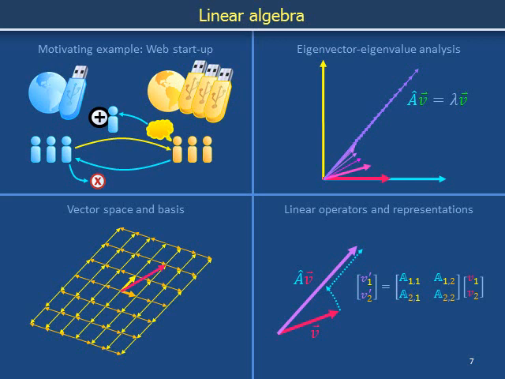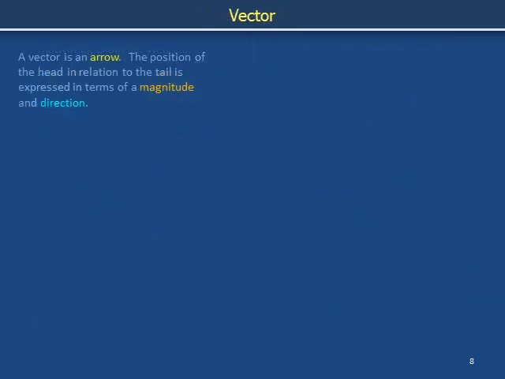Many of the quantities used for modeling the immediate state or the dynamics of change of a system in physics are vectors. In this video, we will describe vectors, vector spaces, and basis sets. A vector is an arrow. The vector v is denoted with an arrow accent.